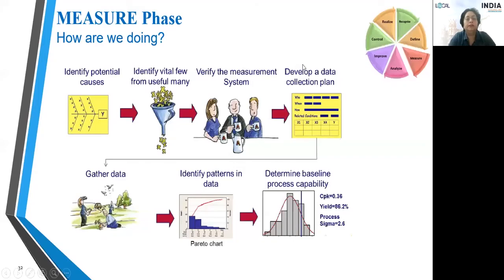In the measure phase, we answer the question, how are we doing? So we identify the potential causes, identify the vital few from many, verify the measurement system, develop a data collection plan, gather data, identify patterns in data, and determine baseline process capability.